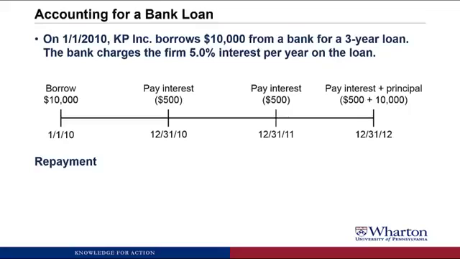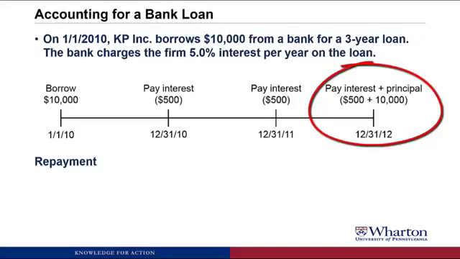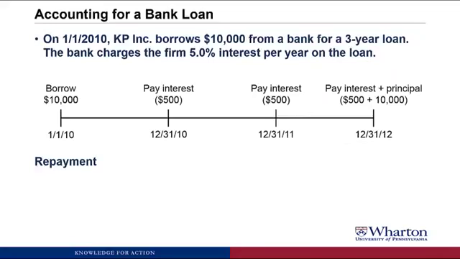The last journal entry that we need to do is when we repay the principal and pay that last interest payment on December 31, 2012. So I'll put up the pause sign and try to do the journal entry that we would do on December 31, 2012.